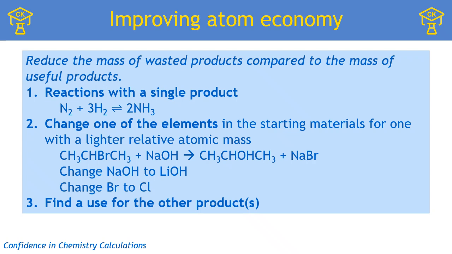So the third option, which is available with any reaction if we get a bit creative, is to find a use for the other product. Perhaps a use within the plant, so many chemical manufacturing plants make more than one substance, they don't just make one thing. Or you could sell it to another plant or another business that has a use for your chemical. This then avoids your disposal costs as well.